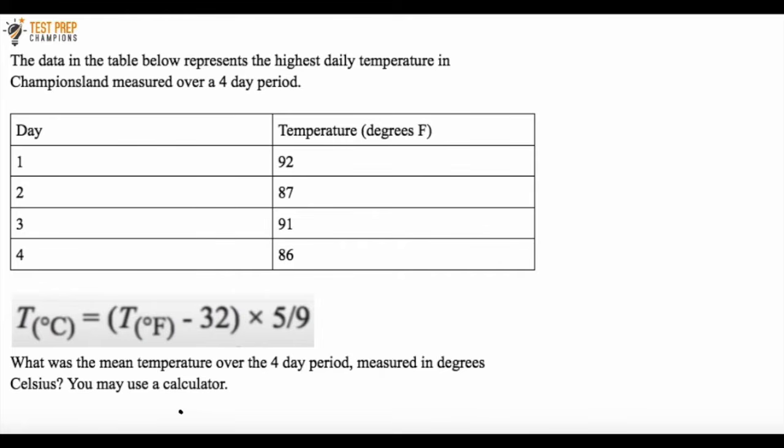And we see 92, 87, 91, and 86. And these temperatures are in degrees Fahrenheit. And the question says, what was the mean temperature over the 4-day period measured in degrees Celsius? You may use a calculator. So now would be a good time to pause the video.